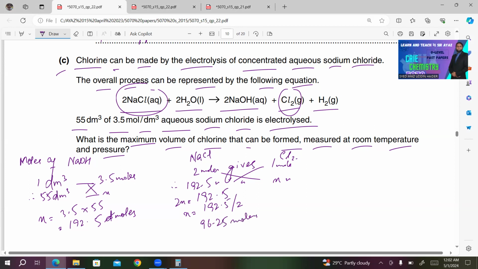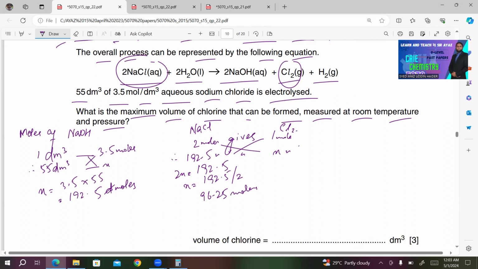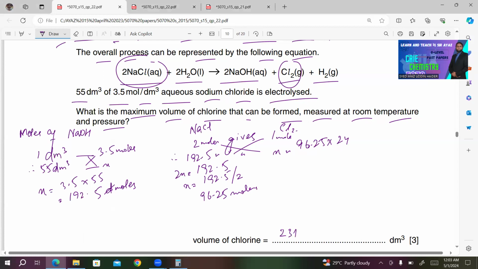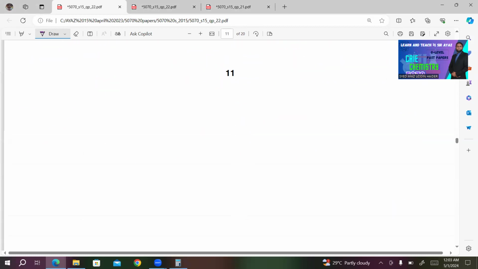Now, the last point: what's the maximum volume of chlorine that can be formed, measured at room temperature and pressure? We know that at room temperature and pressure, 1 mole of gas occupies 24 dm3. So 96.25 must be multiplied by 24. 96.25 multiplied by 24 gives 2310 dm3. This will be the volume of chlorine produced. Moving to the next part.